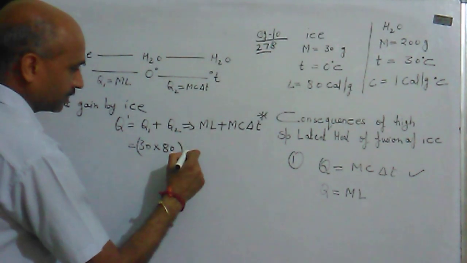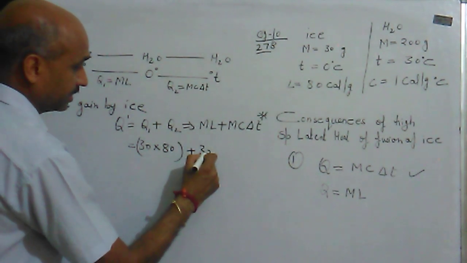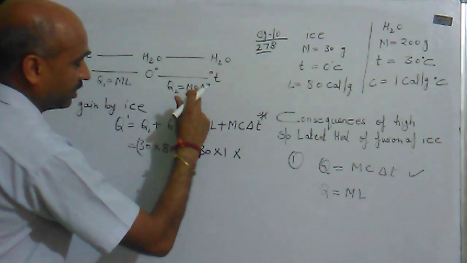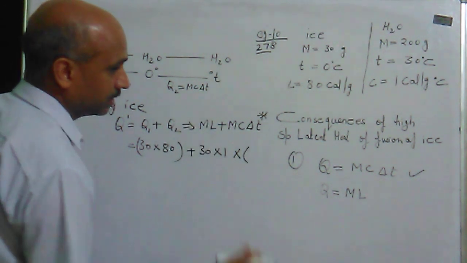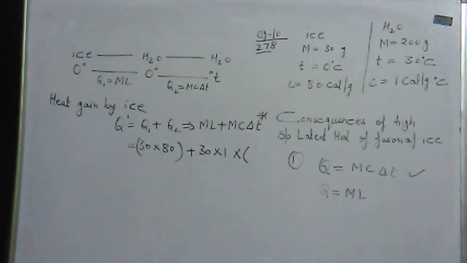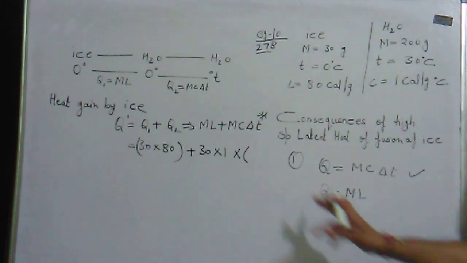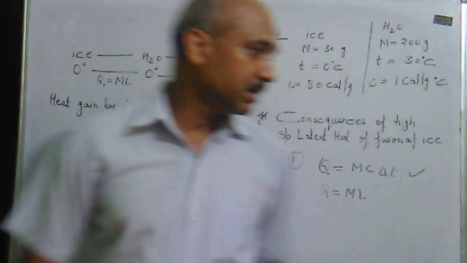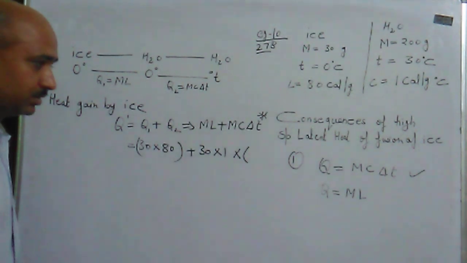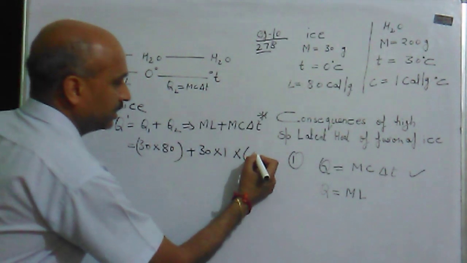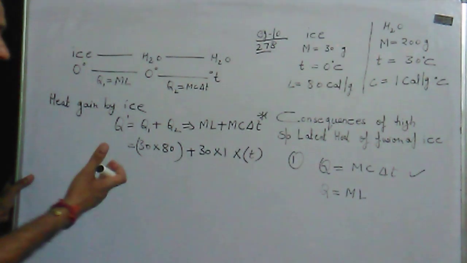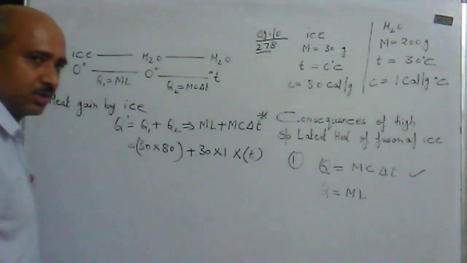And plus Q2, 30. What is the value of C? C is 1. Into, what is the value of this del T? Del T will be how much? What will the ice do? The ice goes from 0 degree to T degree. So del T will be T only, that is T minus 0. So it gives me this much.